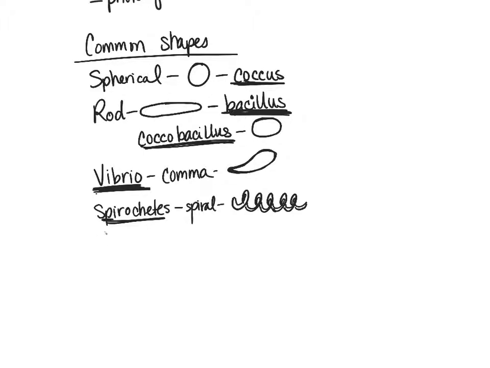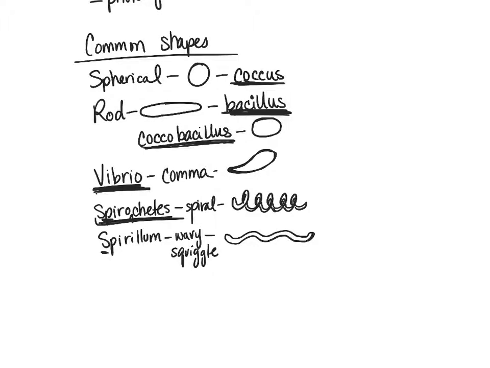And then lastly, we have spirillum. Spirillum is kind of a wavy shape. So rather than actually spiraling on itself, it's just kind of this squiggly shaped bacterium. So wavy or squiggle, if squiggle makes more sense, something like that, because it starts with an S. That's different between a spirochete, which is a spiral, and spirillum, which sounds very similar, but maybe we can remember that's a squiggle. It's a wavy line. So those are some of the different common shapes.